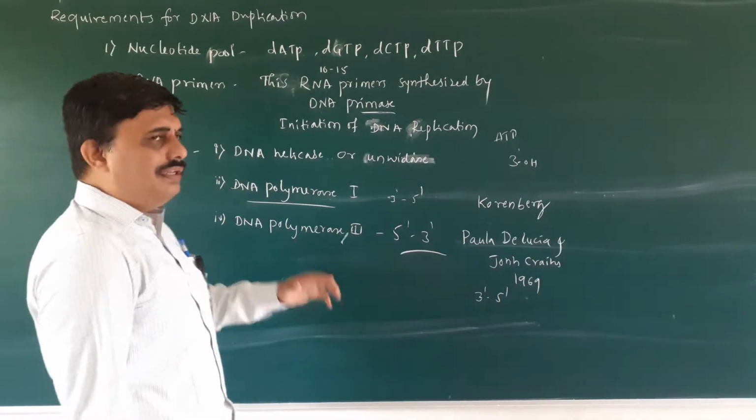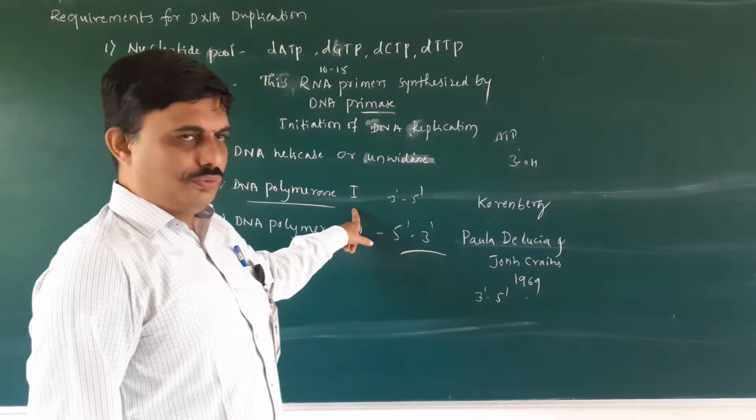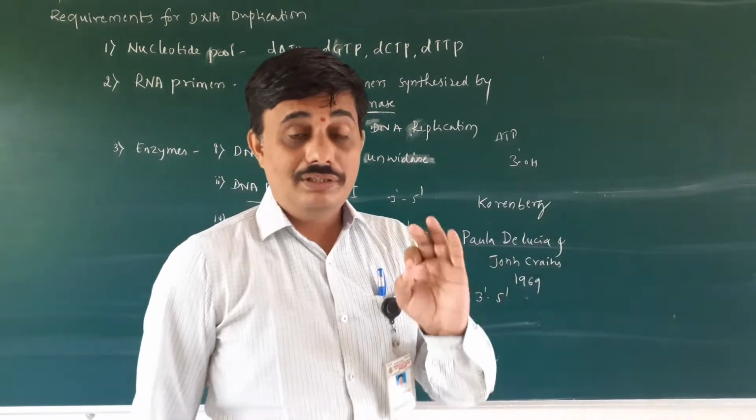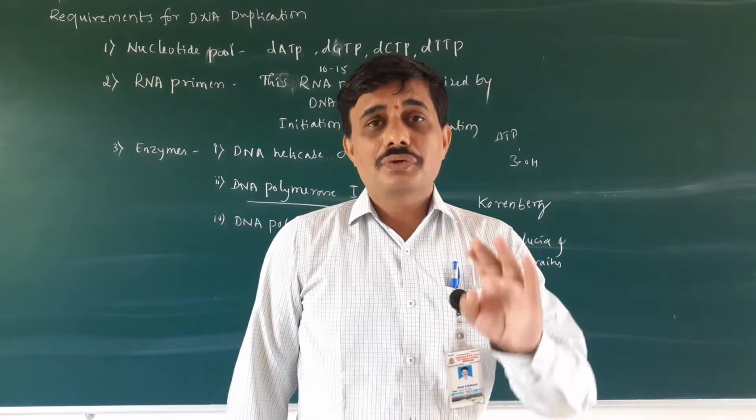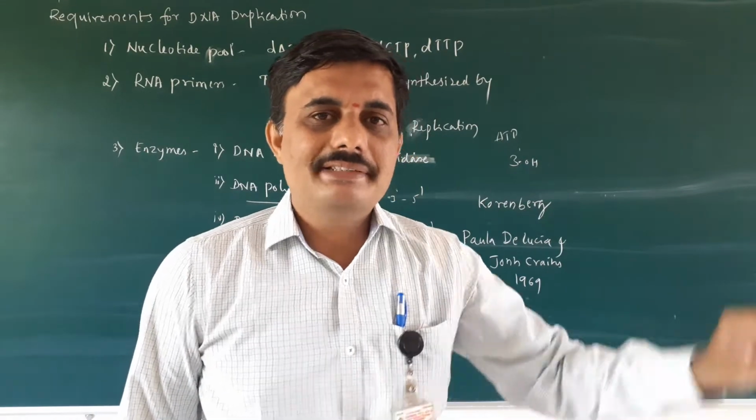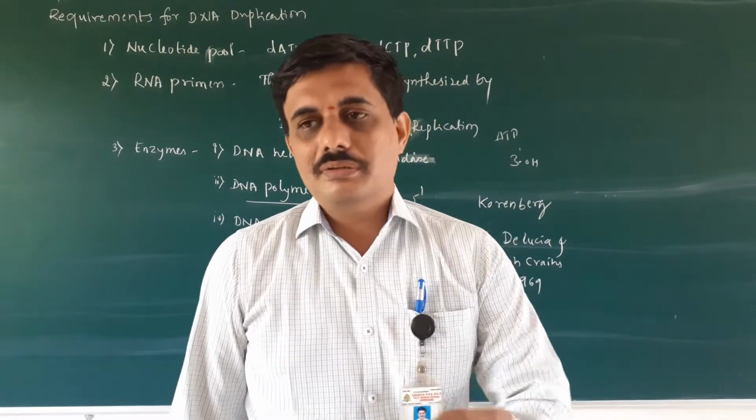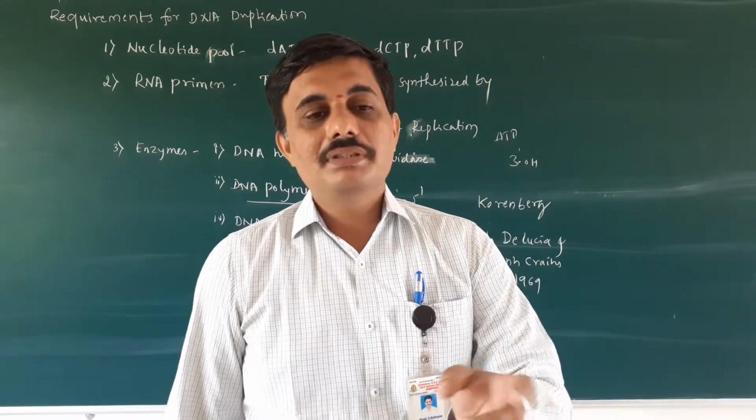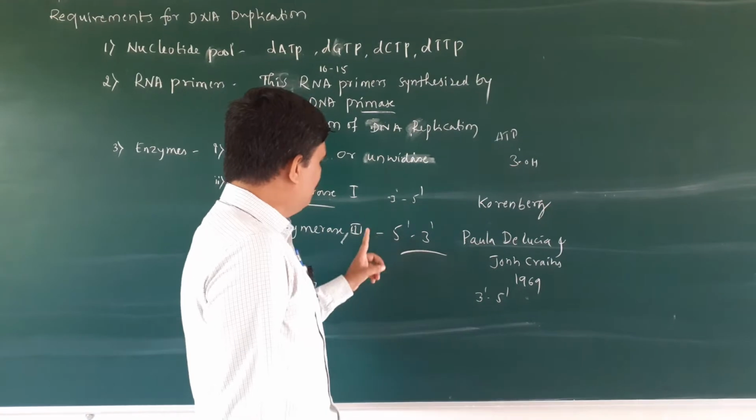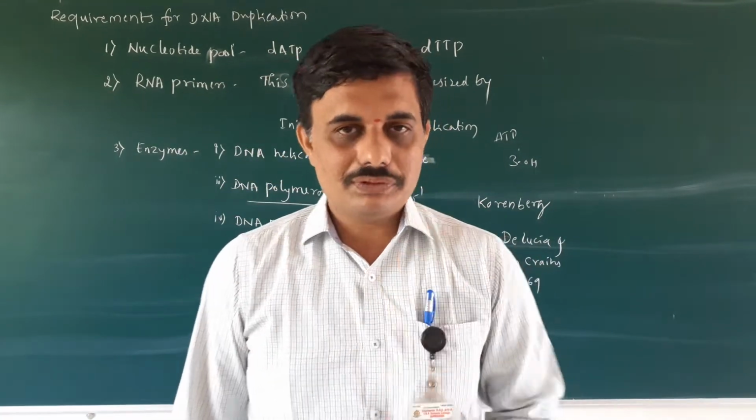Many DNA polymerases have been discovered, like DNA polymerase 2, DNA polymerase 4, DNA polymerase 5. These DNA polymerases 2, 4 and 5 are involved in DNA repair mechanisms. When DNA gets damaged due to certain mutations or certain mismatches of the base pairs, DNA polymerases 2, 4 and 5 are involved in this process.